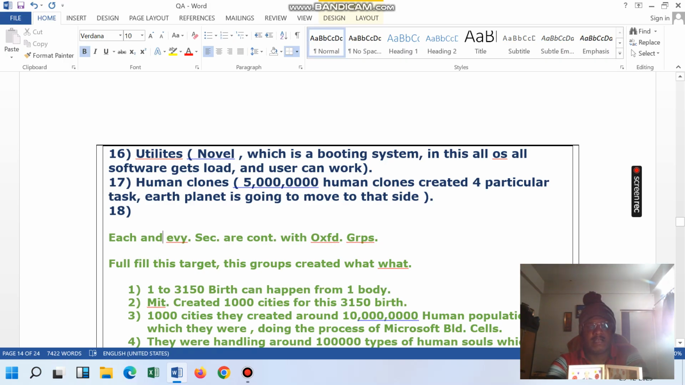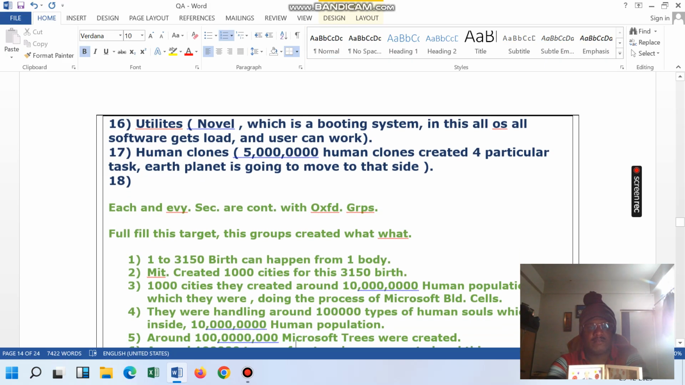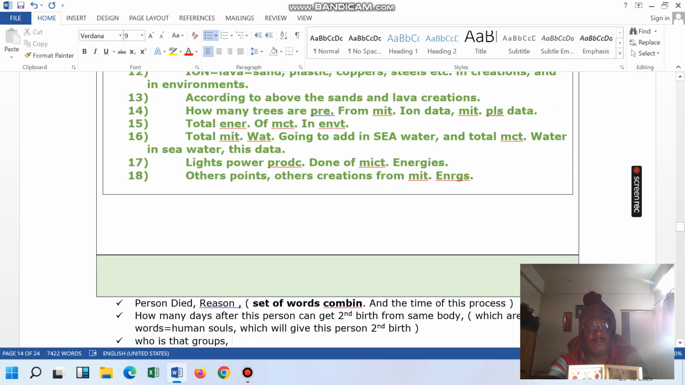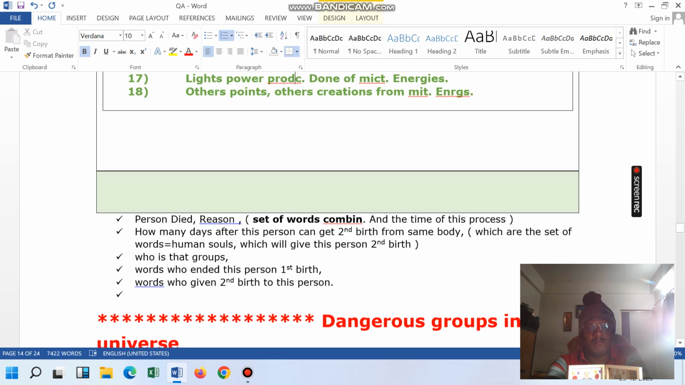Each and every second is connected to the sections. This also we have almost discussed, and everything else we have also discussed.